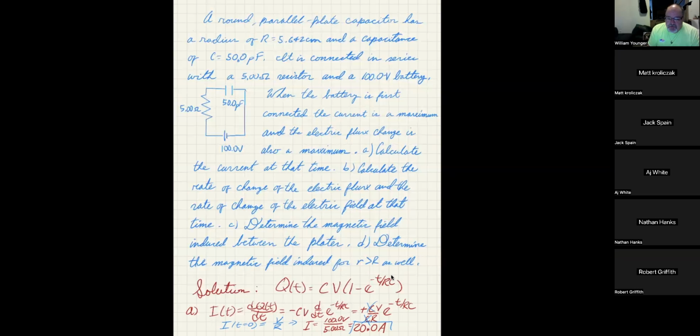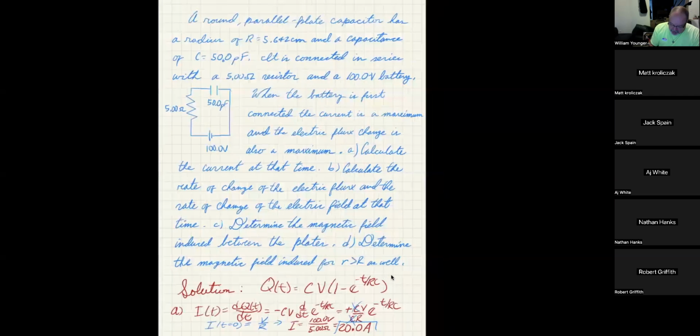All right, part B wants us to calculate the rate of change of the electric flux and the rate of change of the electric field at that time. And then C wants us to determine the magnetic field. So let's go ahead and calculate the rate of change of flux and all that good stuff. What we do know is that C is equal to epsilon 0 A over D, and we know A, since it's circular, is going to be pi R squared.